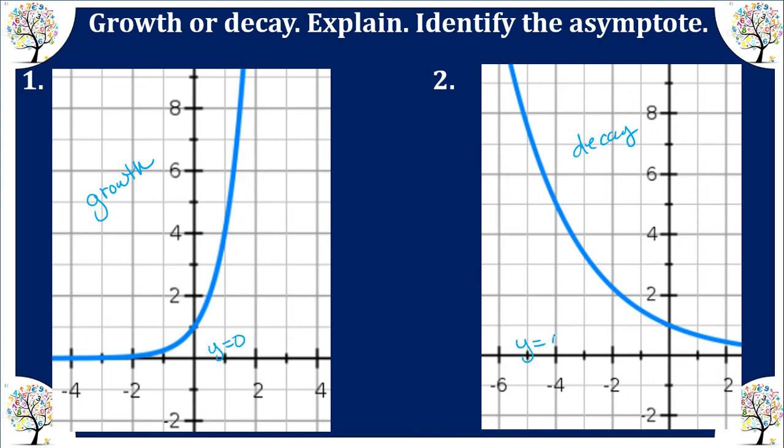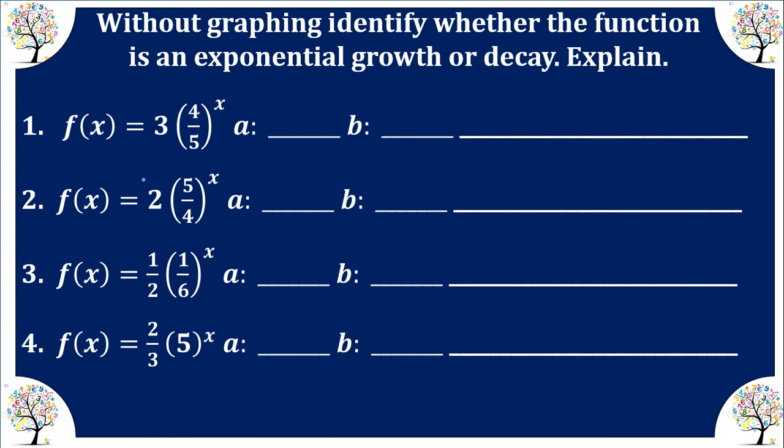Now the asymptote is not always y equals 0. Just for this introduction, it is, but that will change. If the graph shifts up or down, the asymptote also shifts up or down. Okay, so without graphing, we're going to determine if it is a growth or decay.